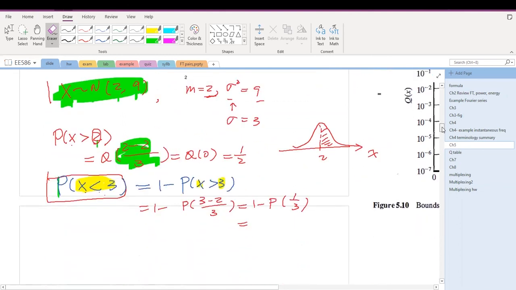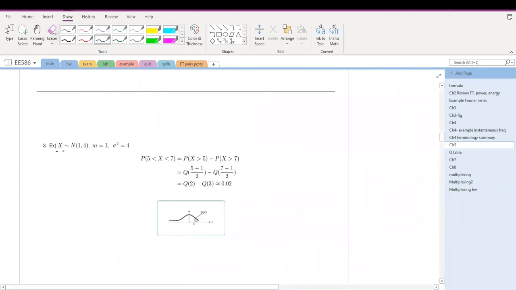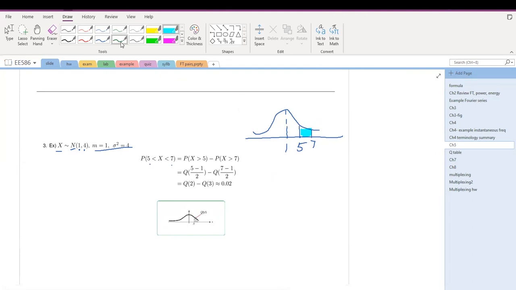Now let's look at another example here. I have a random variable X that is Gaussian with mean of 1 and sigma squared equals 4. Here, what's the probability of X in between 5 and 7? The mean is 1. We want to have 5 and 7. So really the probability is this area. But we want to use the Q function.